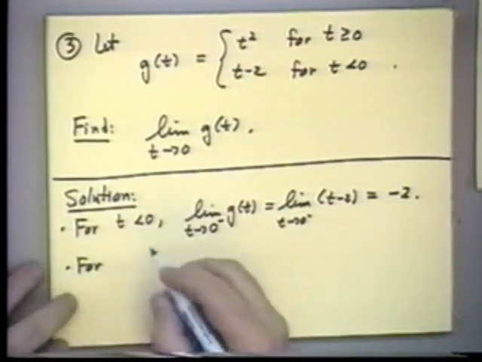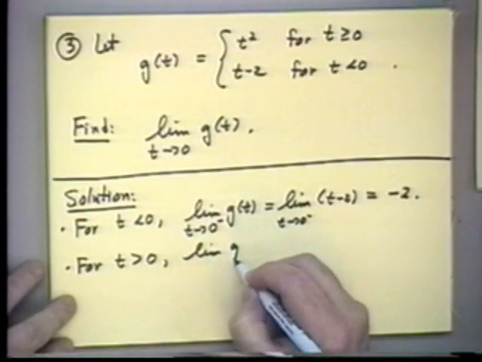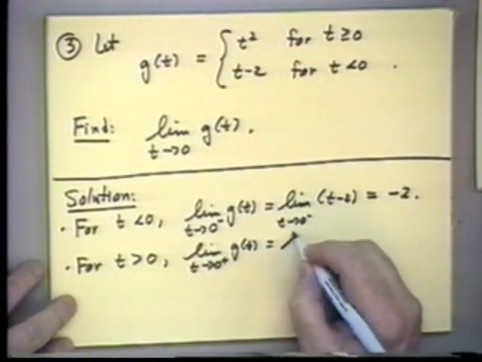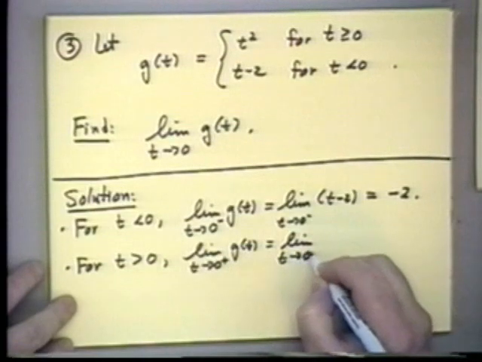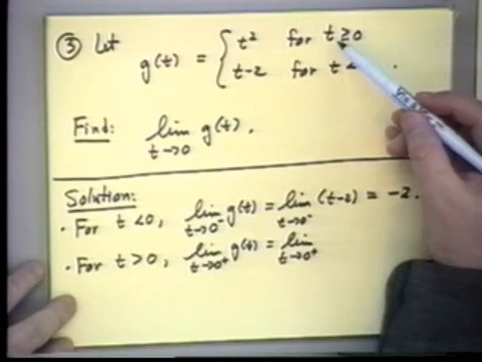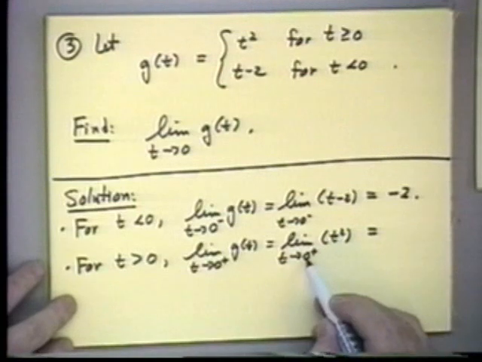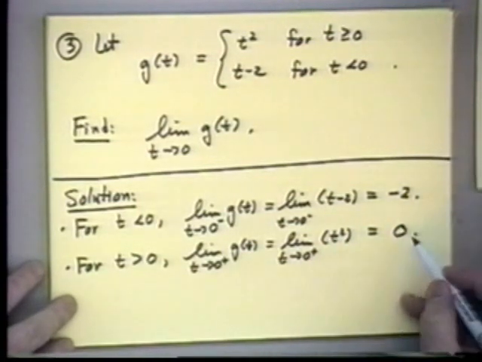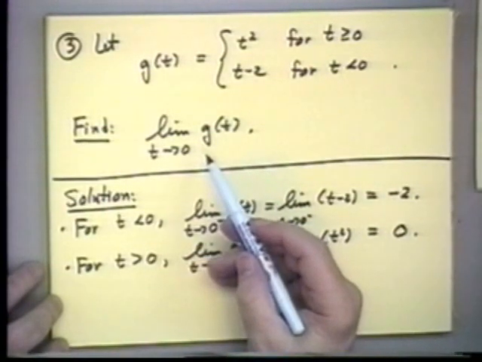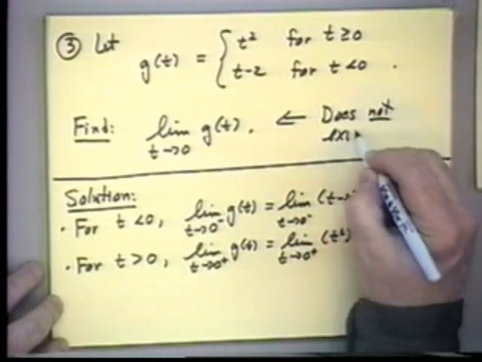On the other hand, in the other direction, for t greater than 0, the limit of g of t as t approaches 0 from above is equal to the limit as t approaches 0 from above of the other part of the function, t squared, because it's defined there for t greater than 0. And t squared, when you put 0 in, gives you 0. These two, of course, are not equal, so that means immediately that the two-sided limit does not exist. So I could write here, does not exist.